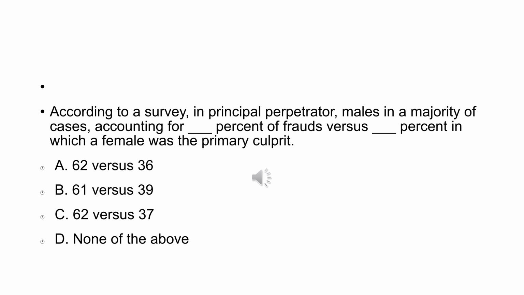According to a survey, in the principal perpetrator, males were the culprit in a majority of cases, accounting for which percent of frauds, versus which percent in which a female was the primary culprit? A. 62 versus 36. B. 61 versus 39. C. 62 versus 37. D. None of the above.